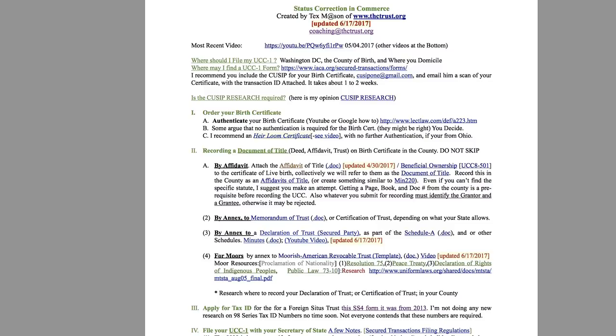You see different ways here: by affidavit of title, you see by annex of memorandum of trust, and then I put or certification of trust. I'm going to put the hot link in here so you'll have the certification of trust. All of these are hot links and templates, so these give you some options. I always say you start with the affidavit of title, because in some instances they're not even going to give you a hard time, they're just going to record it.